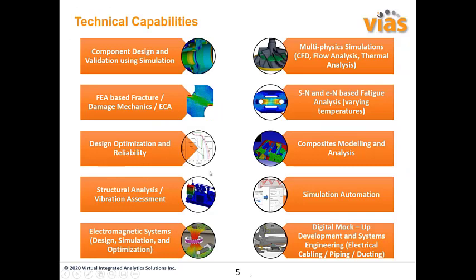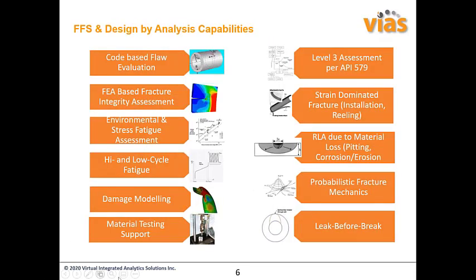And this is a quick slide on our technical capabilities, what type of engineering services and technical capabilities that we offer. We offer everything from local 3D FEA modeling, component design and validation, to multi-physics simulations, which can include CFD, flow analysis, thermal, FEA-based fracture and damage mechanics analysis, design optimization and reliability using iSight and several other tools, structural analysis and vibration simulation automation, composite modeling and analysis, and electromagnetics. So this is just an overview of our capabilities here.